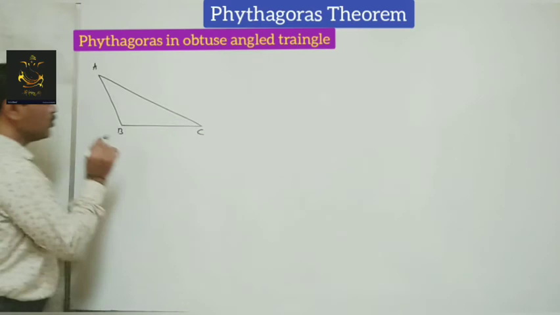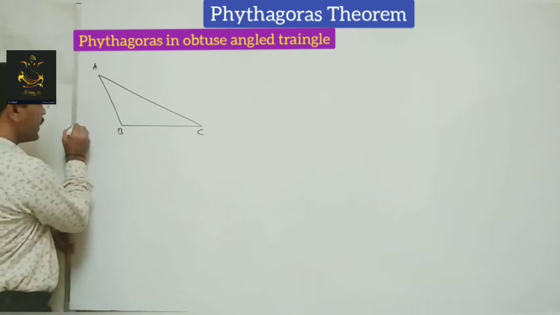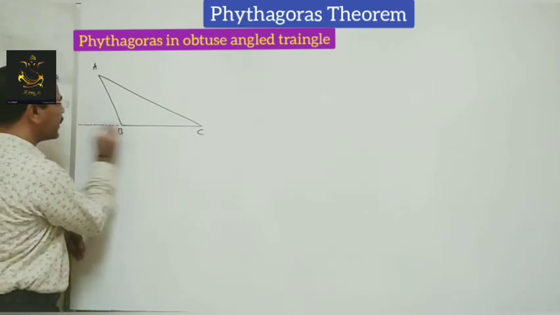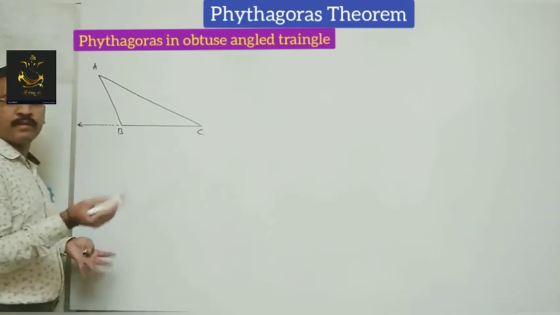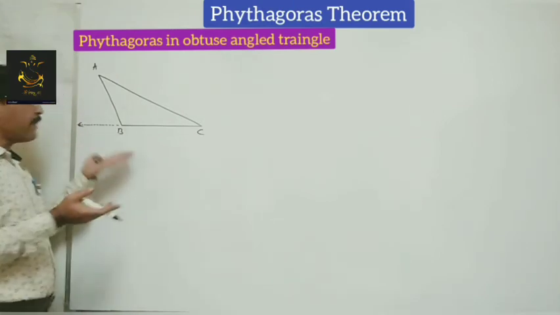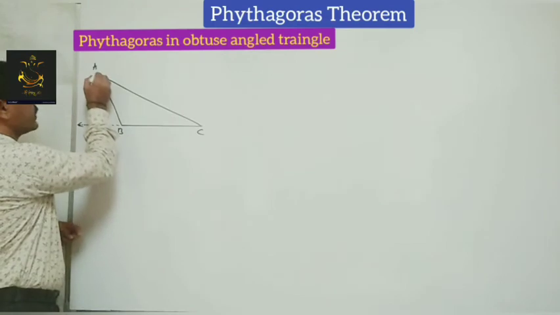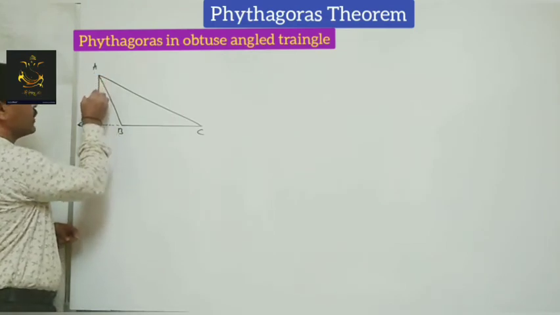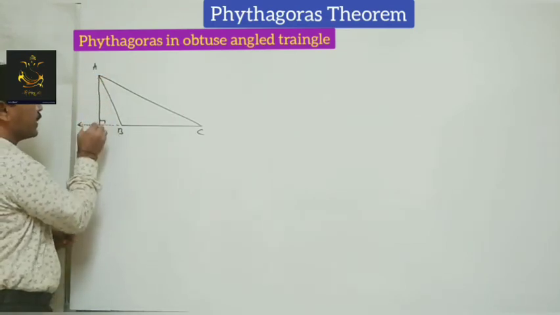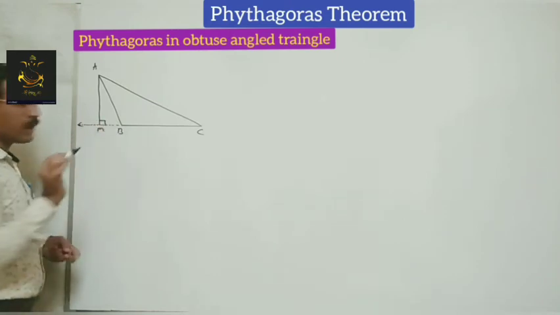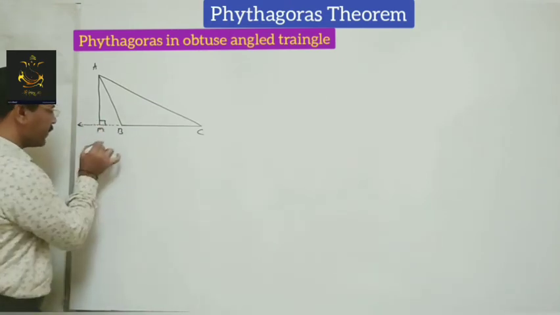Okay. Now here we have to extend. Why we have to extend here? Because we need perpendicular. That one goes outside. That is why we have to extend the base. Look here. This is the perpendicular. Again we'll write here AM. Okay. Now I'll write the given part.